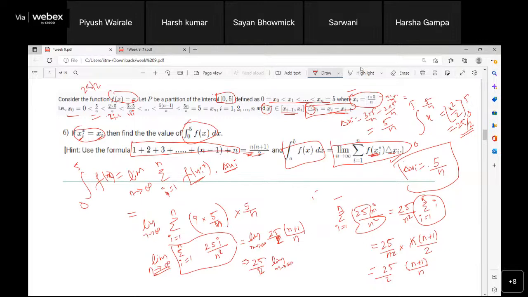This is a constant term. I can take it outside, right? So if I take it, it's 1 plus 1 by n. If I put n tends to infinity, 1 by n will tend to 0, right? So that's 1 only. So we get 25 by 2 as an answer, right? So this is how we apply the Riemann sum integral.